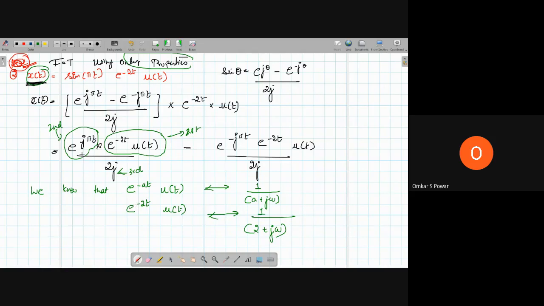Then what I have to do? I have to multiply by e power j omega t. If I multiply by e power j omega t, what type of property can I use? There is something called the frequency shifting property. So let me take this to the next page. Okay. I want this whole thing actually.